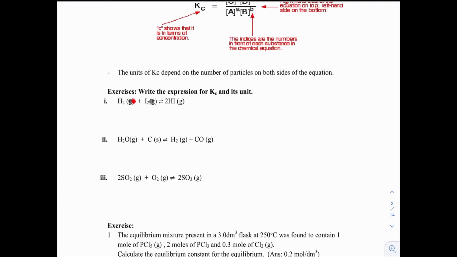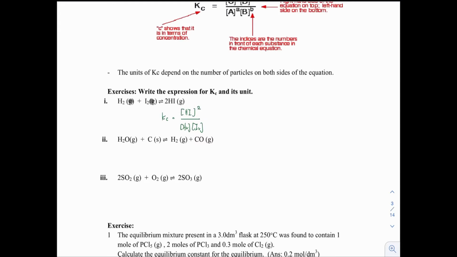First of all, we're going to look at the state symbols. All of them are gas, which means we have to express all of them in the Kc expression. So Kc will be equals to HI, which is the product. We have the square here because of the 2 here, over H2 and I2. Their stoichiometry here is 1 and 1, so both are to the power of 1.